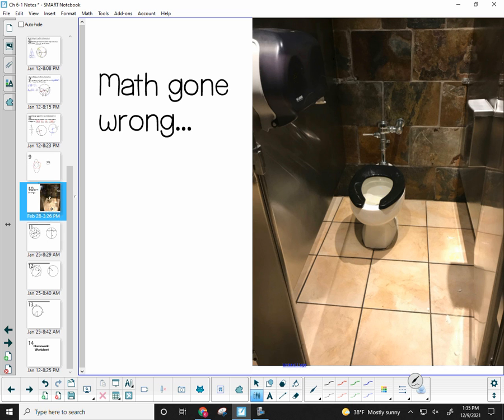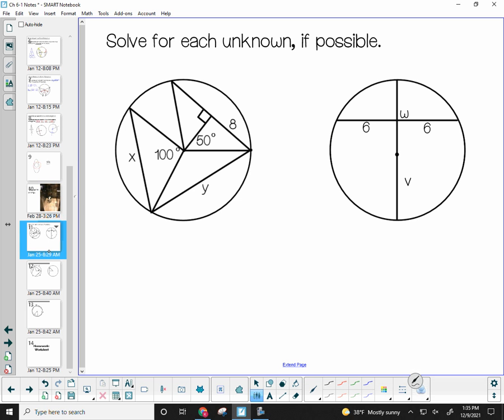All right. What I want you to do today is, I'm going to give you about 3 minutes to look at these 2 problems, and then we're going to go over them. Then we'll do a couple more, and we'll go over those. I want you to solve for any unknown if possible. I'll give you a hint: it's not always possible to find everything.